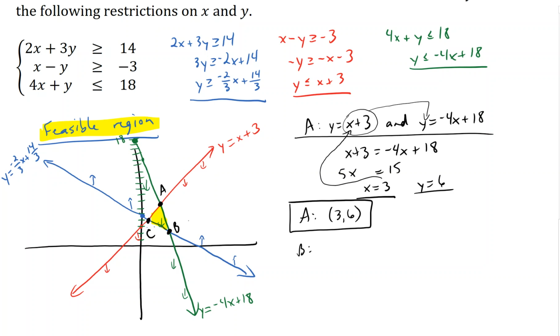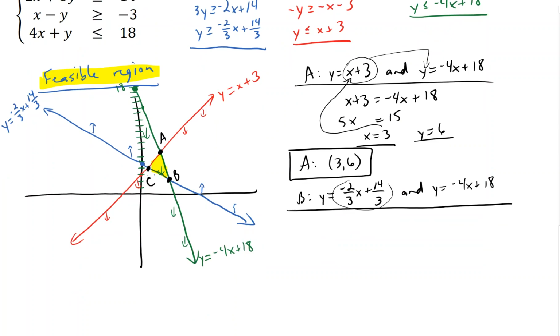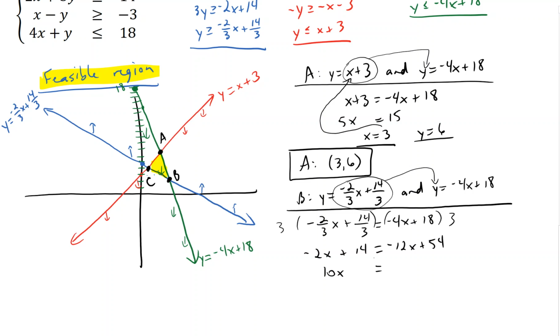Let's find vertex B. B is where the green and blue lines cross, so the blue line is y equals negative 2/3 x plus 14/3, and the green line is y equals negative 4x plus 18. Let's solve that system now. Again, substitution. Maybe I'll plug this in for y over here. I don't like the fraction, so I'm going to multiply both sides by 3 to give me negative 2x plus 14 equals negative 12x plus 54. Now I trust my arithmetic a lot more. Add 12x over to negative 2x, giving me 10x, and subtract 14 over from 54, giving me 40. Divide by 10, and we see that x is 4.